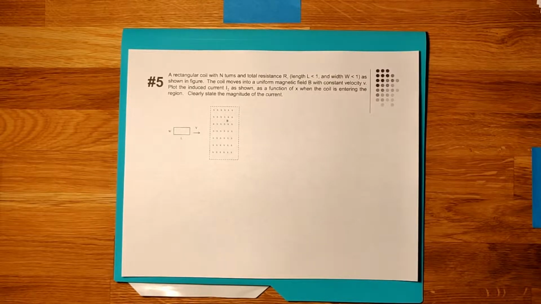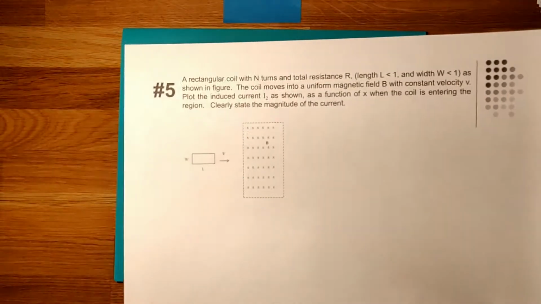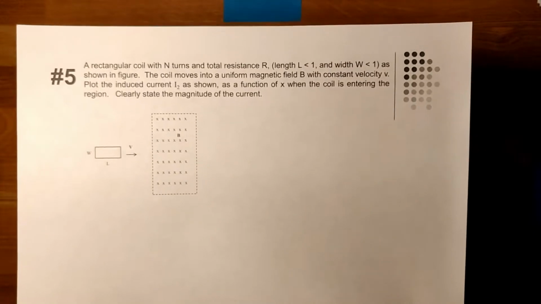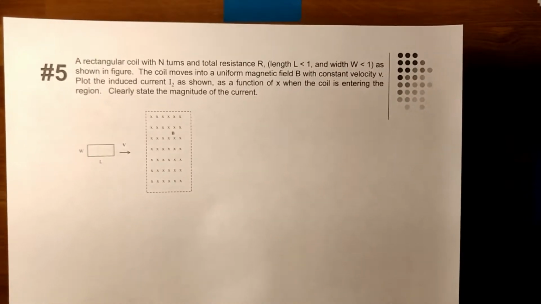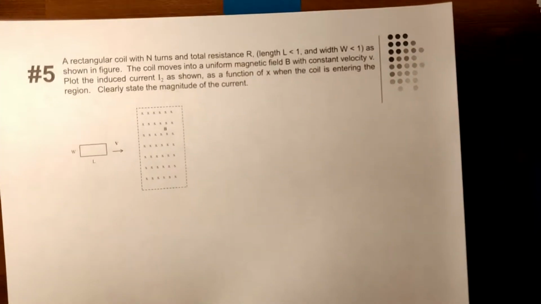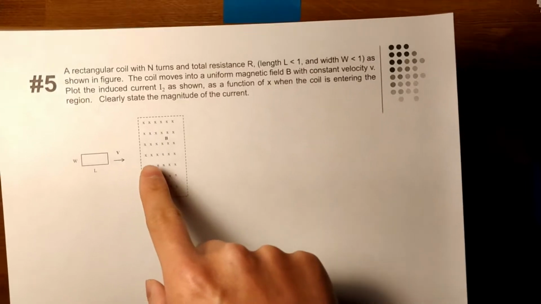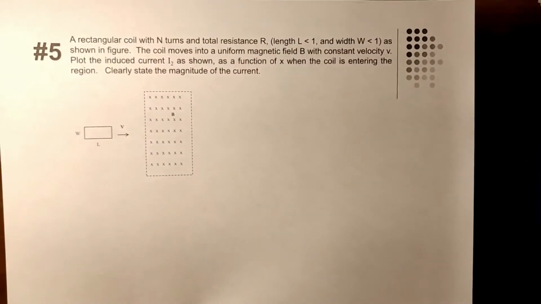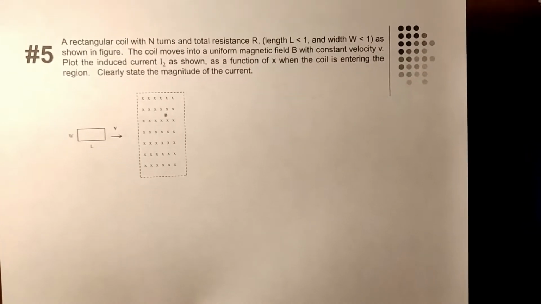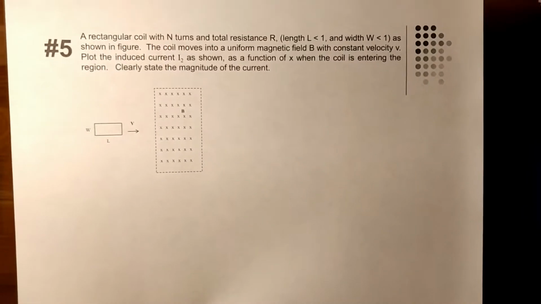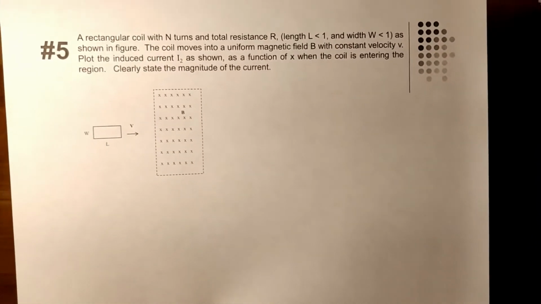So today I will be doing number 5 of the Faraday's homework, and the problem is as follows. A rectangular coil with n turns and total resistance R, length less than 1 and width less than 1 as shown in the figure, so this is the coil. The coil is moving into the uniform magnetic field B with constant velocity V, and it's asking for us to plot the induced current I2 as shown, and as a function of x when the coil is entering the region, and we have to clearly state the magnitude of the current.